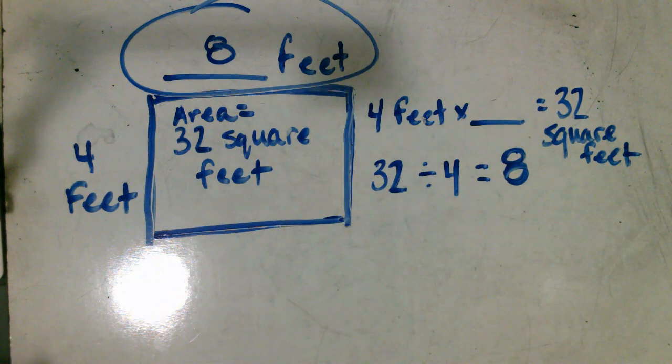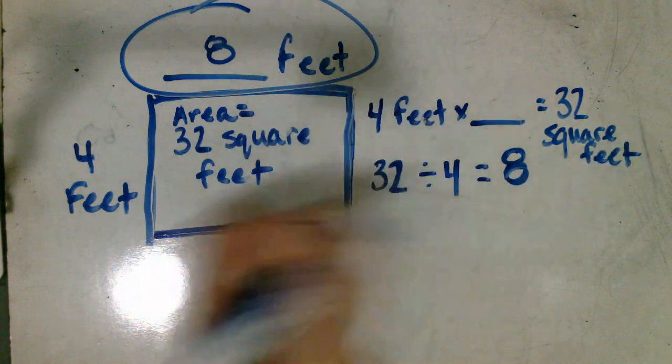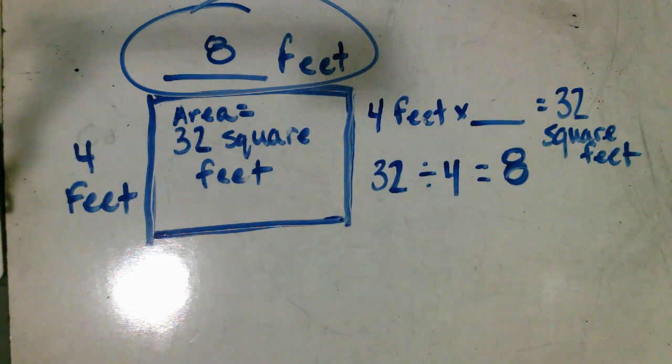So we were able to find that by using the information, drawing our picture, and switching it into a division problem. You're going to try the same thing with a larger rectangle. You may be given different parts of your rectangle, and your job is going to be to find the missing value. Good luck, mathematicians, and I'll see you guys soon.